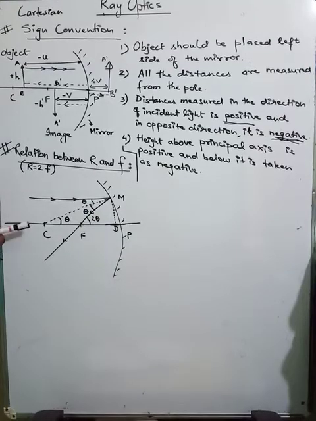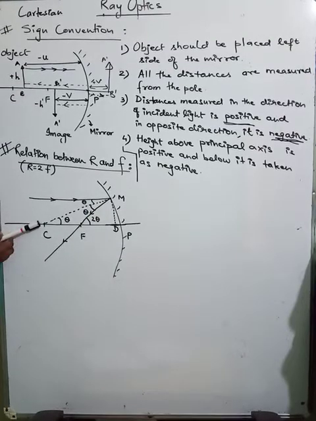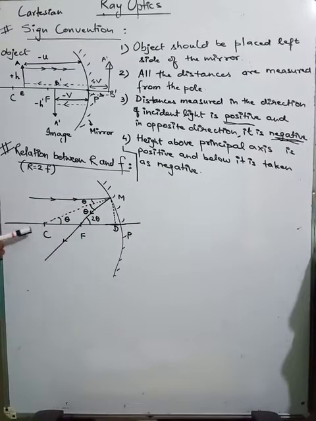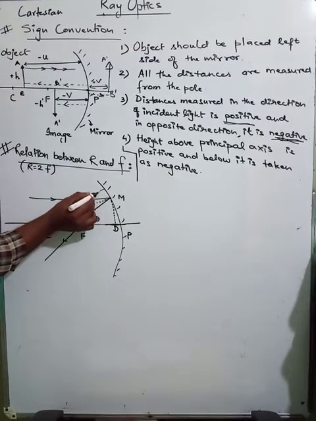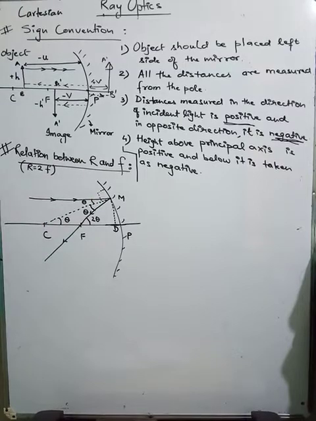Next, let us pass a light from C. See, if it passes through C, it will again return back through C, and this is always normal to the mirror.